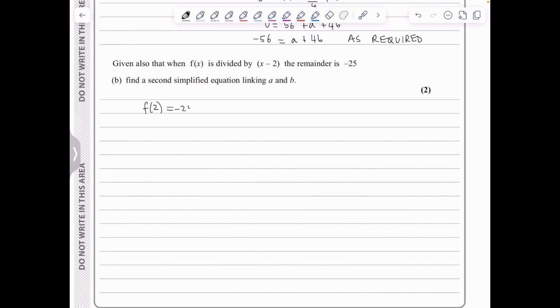So f of 2 is negative 25, which means that we've got 4 times 2 cubed plus a times 2 squared minus 29 times 2 plus b is equal to 25, leading to 32 plus 4a minus 58 plus b is equal to 25, and therefore we've got that 4a plus b is equal to 1.